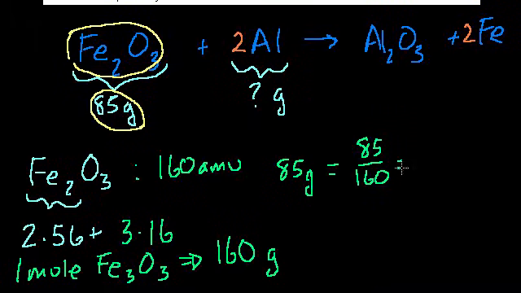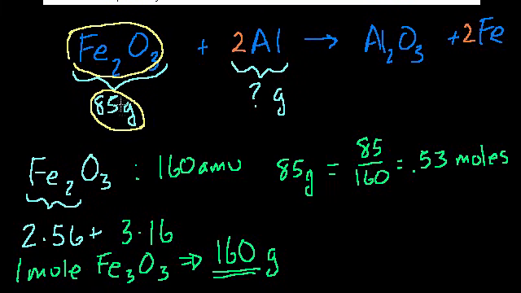0.53125, which is about 0.53 moles. So everything we've done so far in this green and light blue, we figured out how many moles 85 grams of iron 3 oxide is. And we figured out it's 0.53 moles, because a full mole would have been 160 grams, but we only have 85.